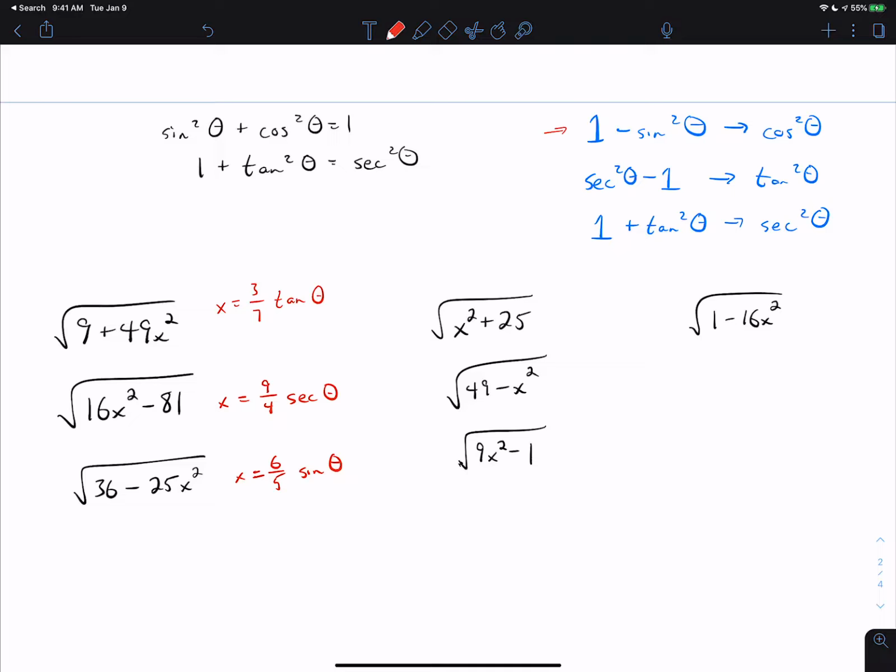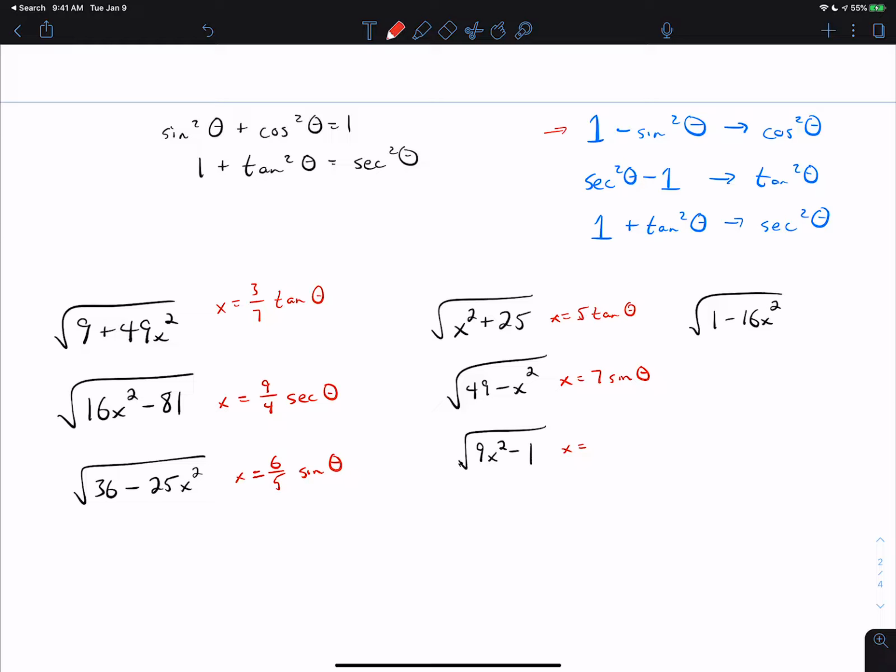Here, we don't want to cancel anything. So on the x squared plus 25, we don't want to cancel anything, and we want to end up with 5. So it's important that we end up with 25. So it's important we pick 5 tangent theta because it's addition, 5 because we want to end up with 25. And it's important to make the distinction between 5, which is correct there, and 1/5, which is not. And then here, same rationale, we're going to use 7 sine theta.